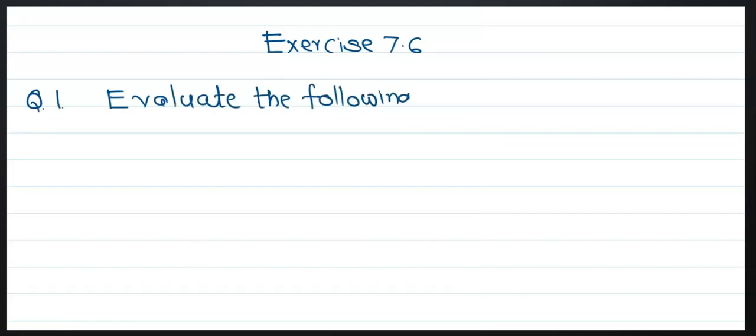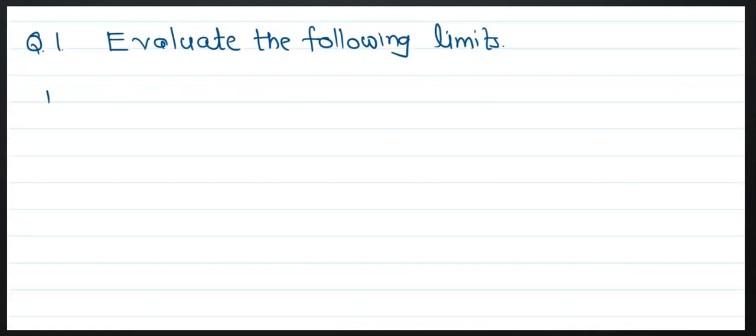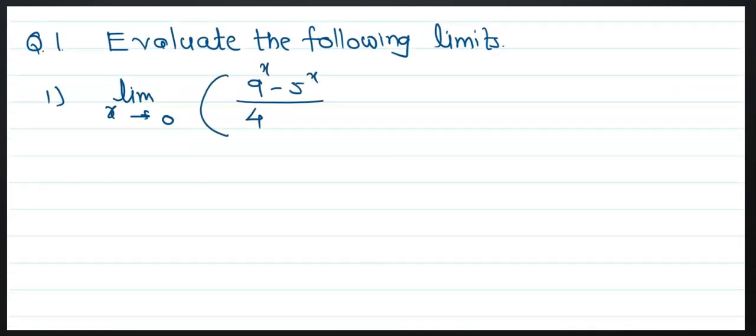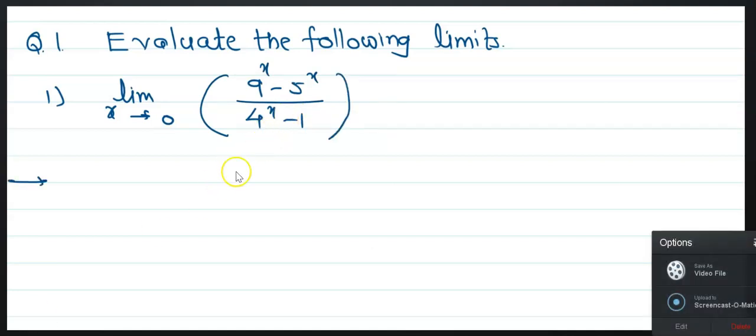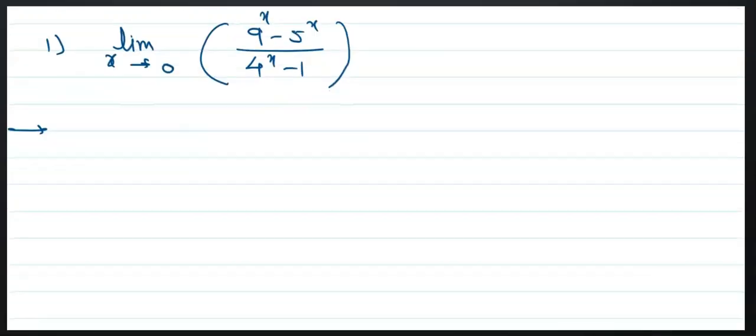Evaluate the following limits. The first is limit x tends to 0, 9 raised to x minus 5 raised to x upon 4 raised to x minus 1. Now this is of the form limit x tends to 0, a raised to x minus 1 upon x. This type of example. Now see this here.